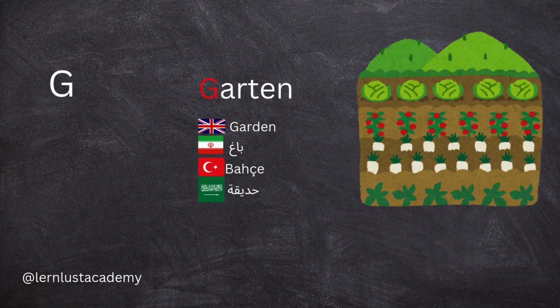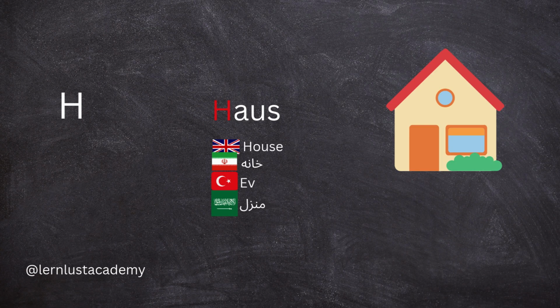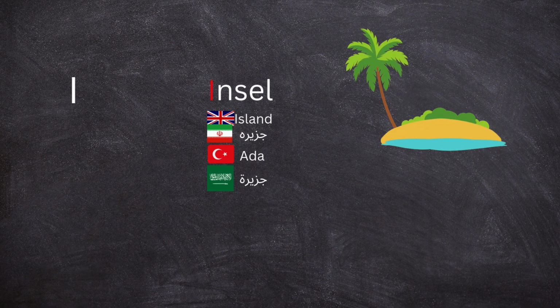The next is G. Repeat after me. G, like in Garten. The next letter is H. Say it like this. H, like in Haus. The next letter is I. Say it loudly. I, like in Insel.